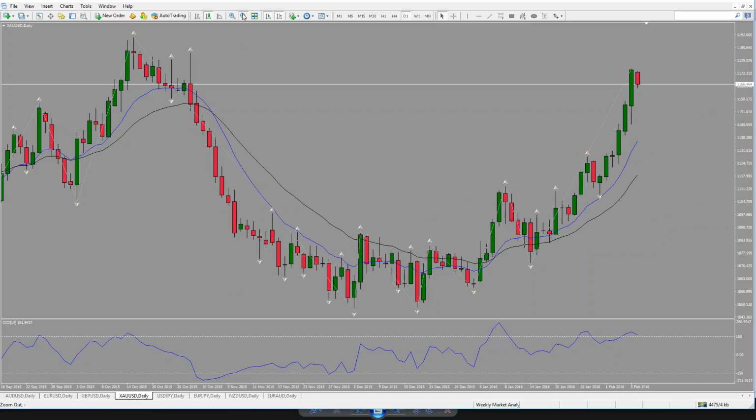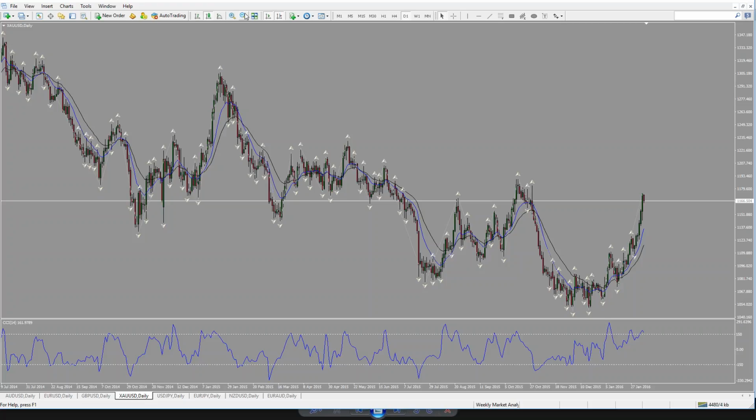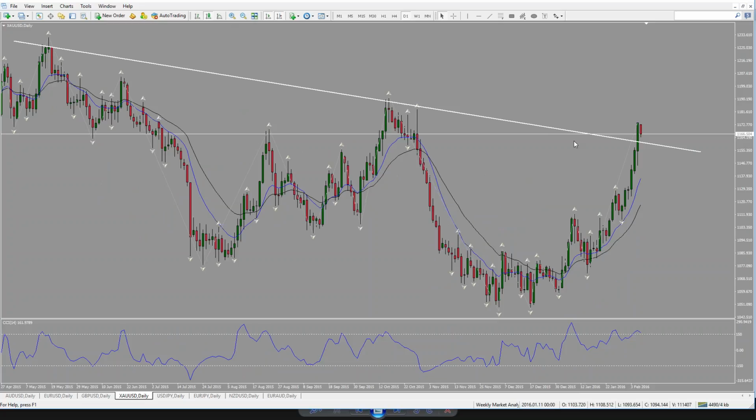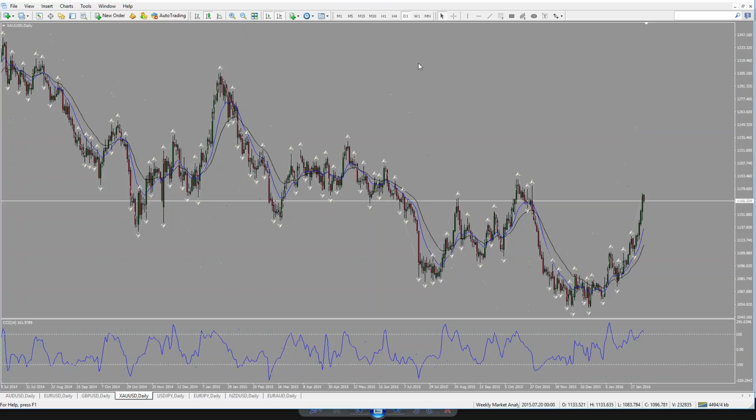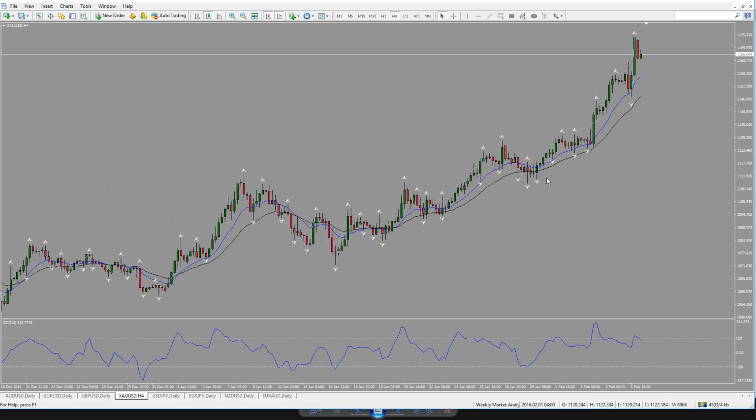Let me zoom out a little bit and let's see if there's anything happening. I've already crossed through that line as well, so I'm just checking. So that was no good. Okay, I don't really see anything on this one. I'm just going to a 4-hour chart.